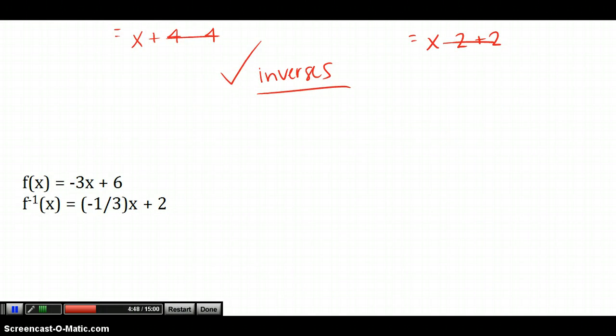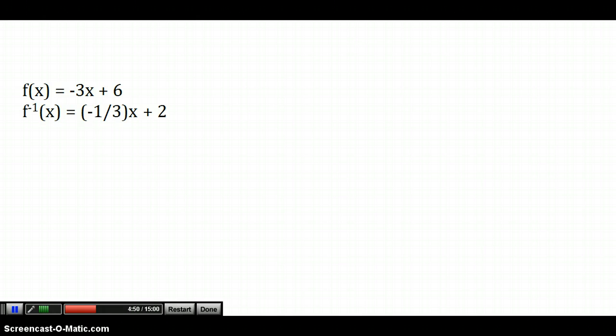Now go ahead and try this example. Again, I'm going to show you the answer, so if you want to go ahead and pause it and try it on your own, see if you can do it, and then check your answer. You need to do both f of inverse of x and the inverse of f of x. And both of these should equal x if they're true inverses.